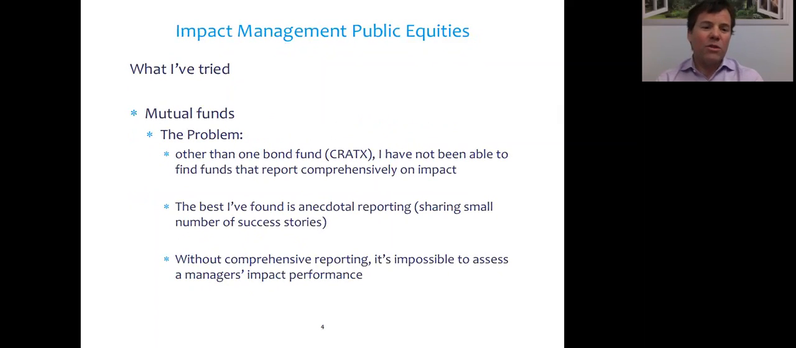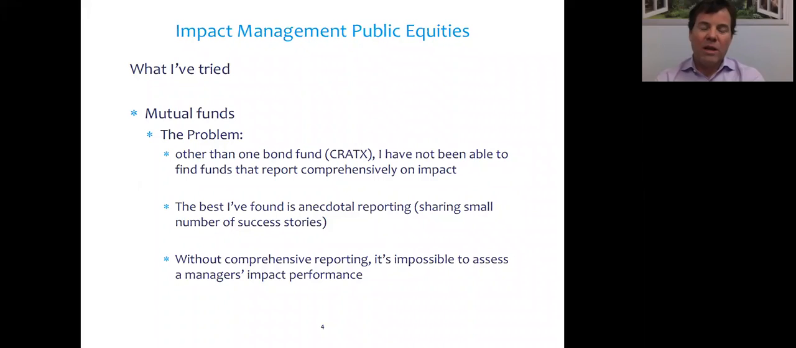So in terms of what I've tried, I have tried looking for mutual funds. Most investors with the assets I have available for public equities would be investing in mutual funds and ETFs. The problem is that other than one bond fund, I have not been able to find mutual funds that report comprehensively on impact. I see a lot of SRI funds now changing their names to impact funds, but they haven't changed their approach at all, which is they will do a positive screen, which is great. They'll report on some success stories, but they're not comprehensively reporting on impact.